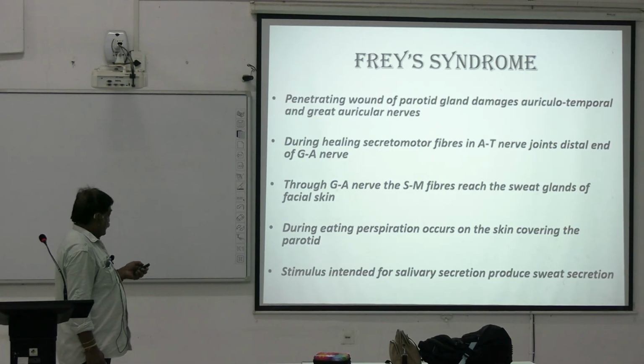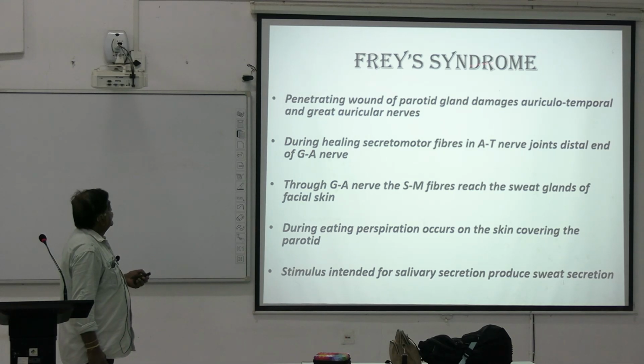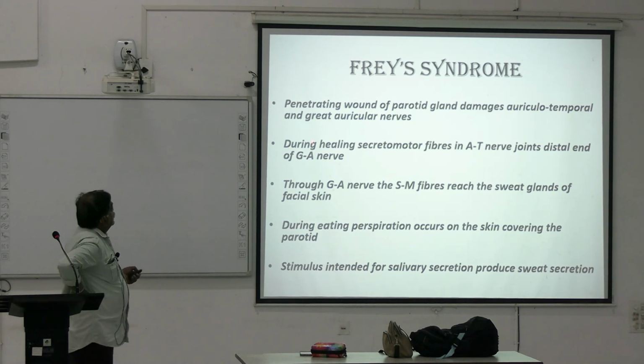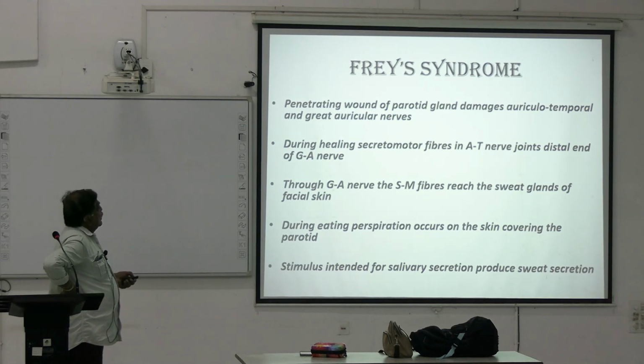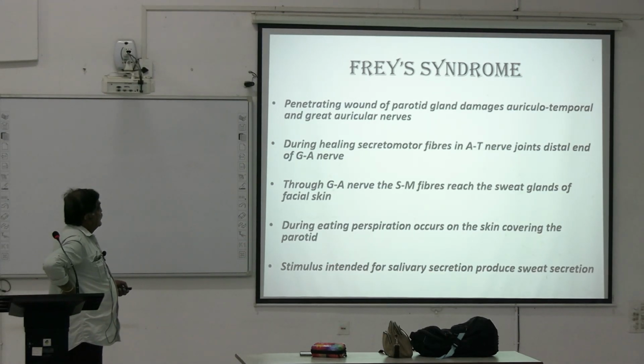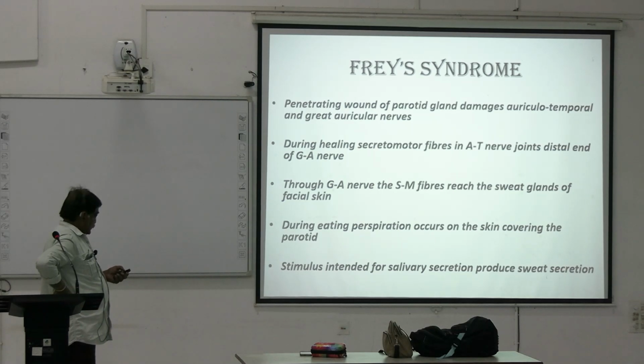Next. Now, Frey's syndrome. A penetrating wound of the parotid gland damages the auriculotemporal and great auricular nerves. During healing, secretomotor fibers of the auriculotemporal nerve join the distal end of the great auricular nerve, through the sympathetic fibers reaching the sweat glands of the facial skin. During eating, perspiration occurs on the skin covering the parotid, and stimulus intended for salivary secretion produces sweat secretion. That is Frey syndrome. Next.